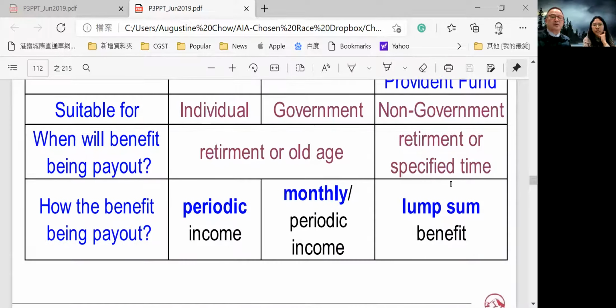In the MPF, your employer will be responsible for part of the retirement provident fund. You're responsible for part of it. The maximum you can put in is $5,000 a month, or you can put in additional money as a voluntary provident fund. And there's a tax saving plan for the voluntary contribution into the MPF account up to $60,000 a year, tax deductible.